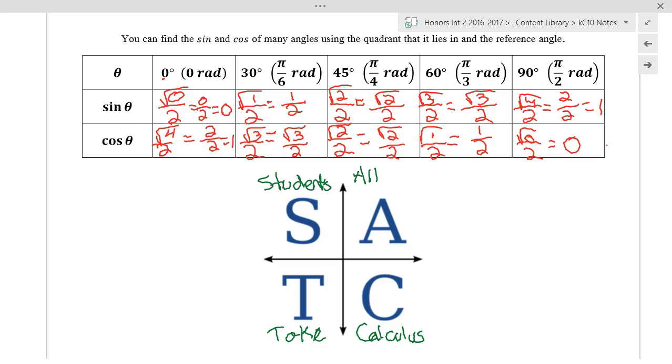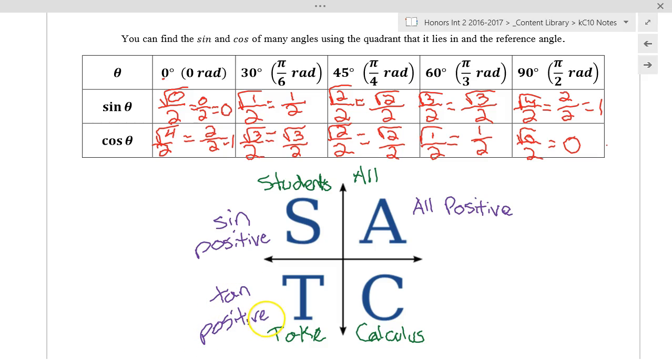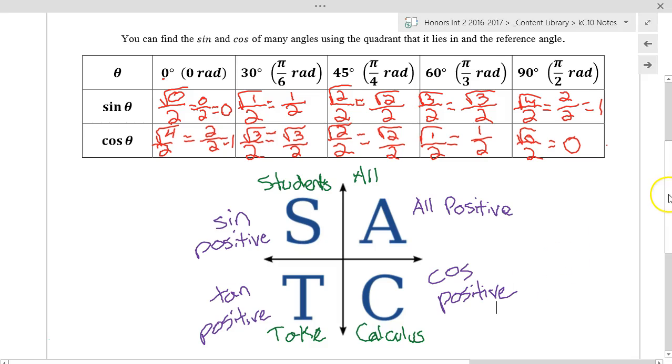Okay, so the A does really stand for all. All are positive, so both sine and cosine. S stands for sine is positive. Only sine, so that means cosine and tangent are negative in that quadrant. The T stands for tangent is positive. Okay, so that means sine and cosine are negative. And C stands for cosine is positive. So again, sine and tangent are negative in that quadrant. Okay. So using these two things, we can find the trig ratios of lots of different angles. Let's look at some examples.